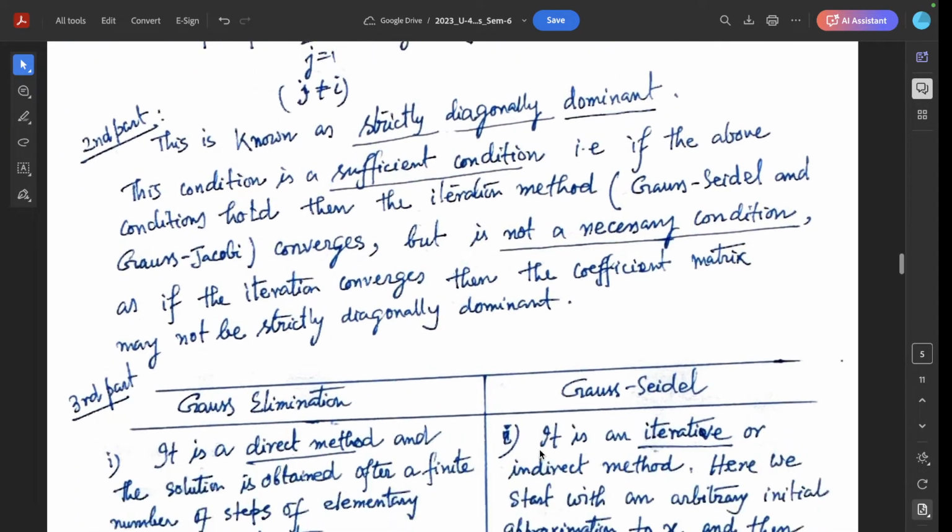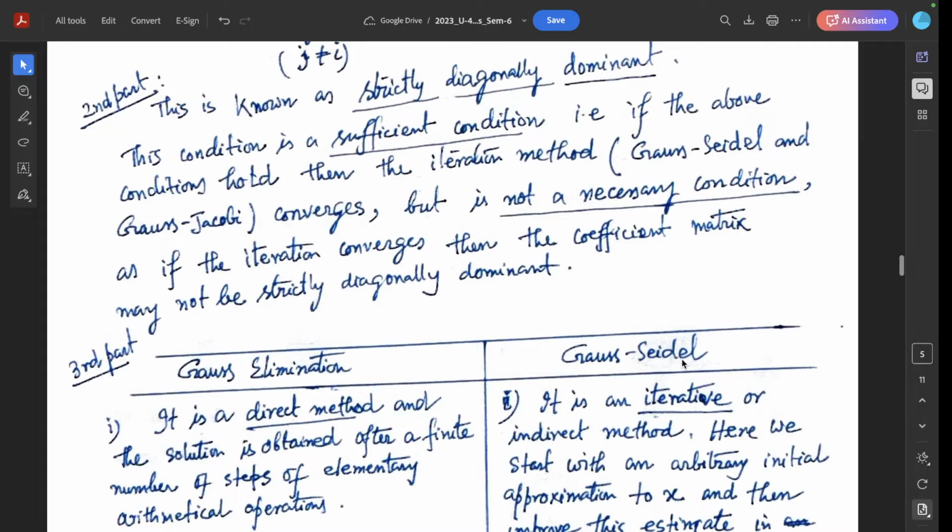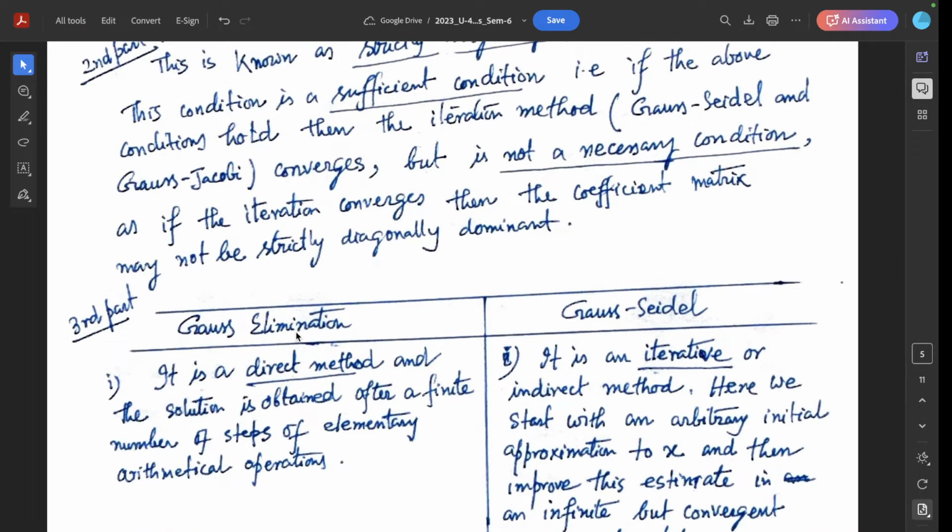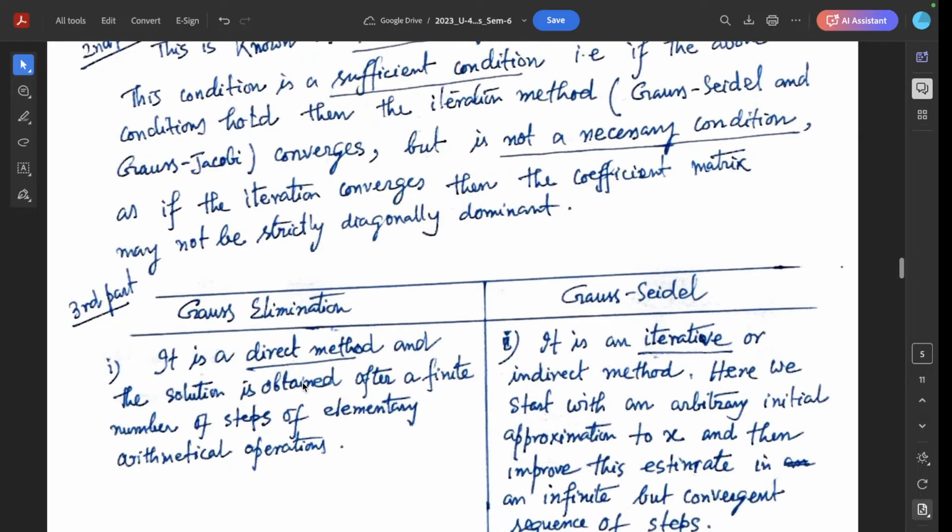Third part, Gauss elimination and Gauss-Seidel. Actually, the Gauss elimination method is a direct method. Cramer's rule and so on are also direct methods. Here, the solution is obtained after a finite number of steps of elementary arithmetical operations. We can find the exact root, the exact solution of this equation, by this direct method.